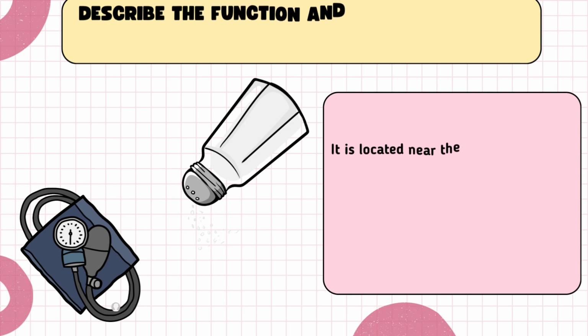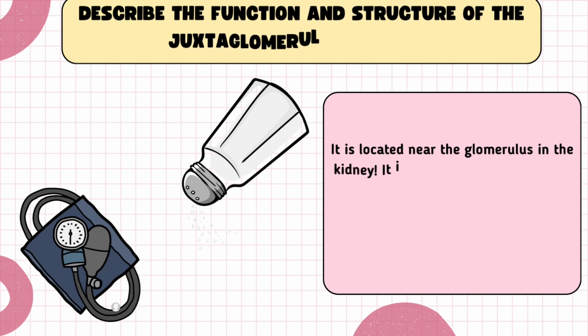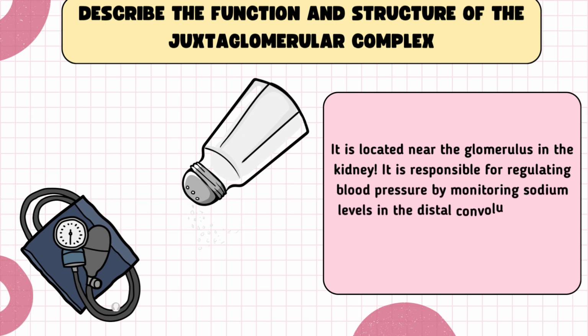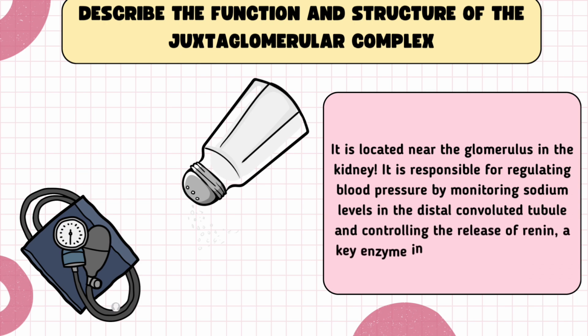Okay, describe the function and structure of the juxtaglomerular complex. This is going to be located near the glomerulus in the kidney. It is responsible for regulating blood pressure by monitoring sodium levels in the distal convoluted tubule and controlling the release of renin, a key enzyme in the renin-angiotensin-aldosterone system.